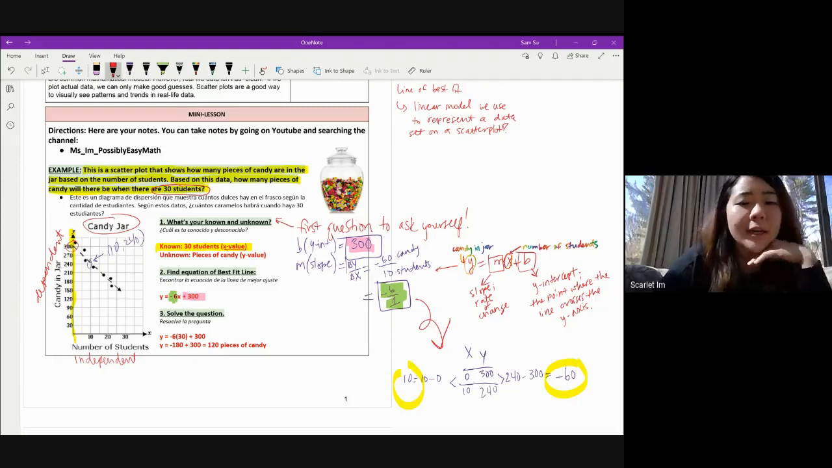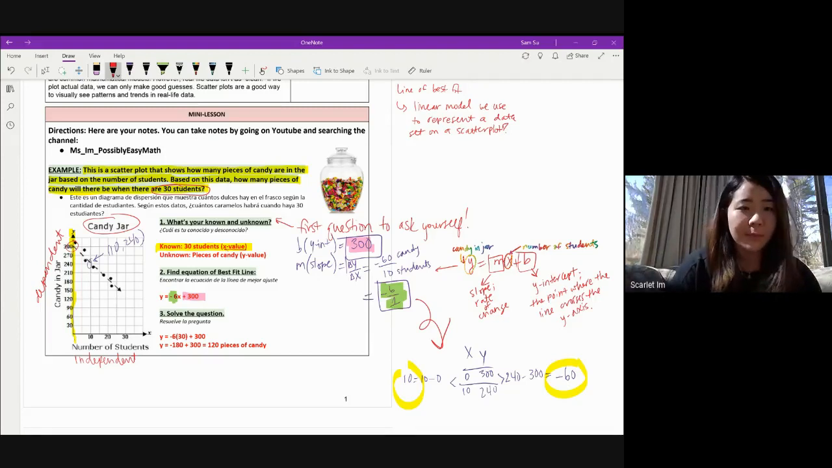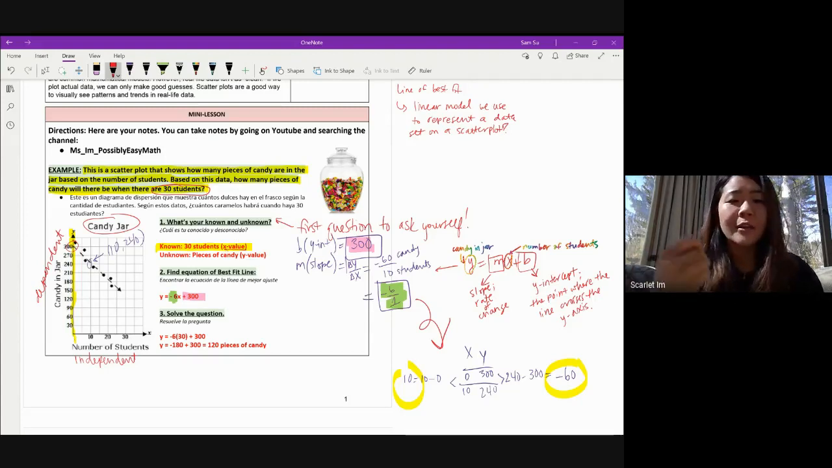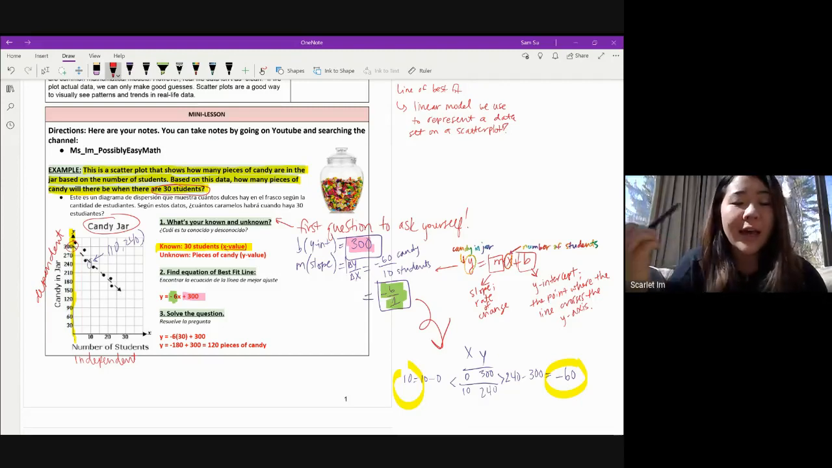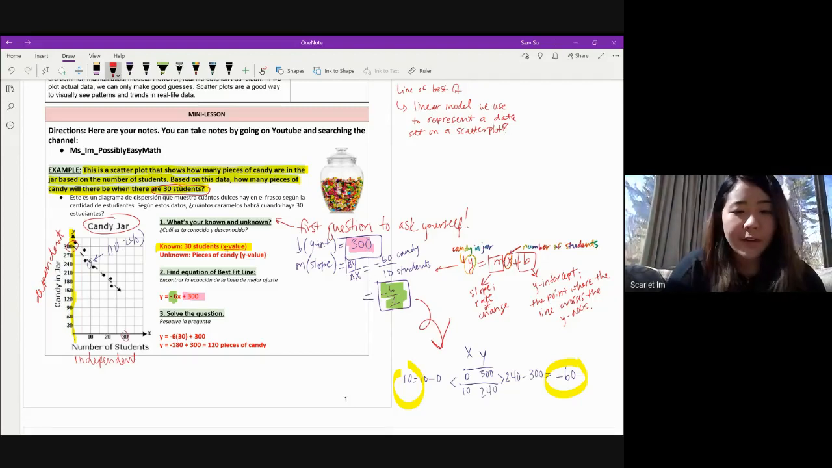It's really important because when we're trying to figure out what we don't know, we need to figure out what we do know. And that's why number 1 is really important in problem solving. So when I'm trying to solve the question, based on this data, how many pieces of candy will there be when there are 30 students? I already know that x is equal to 30 at this point. So I'm trying to figure out, when x is 30, what is my y value?